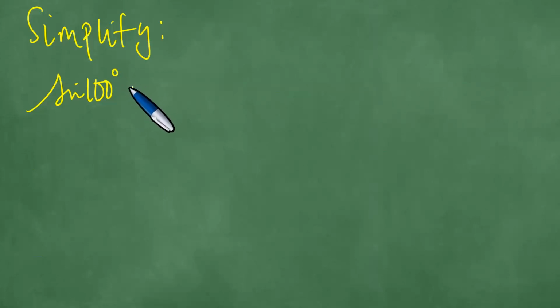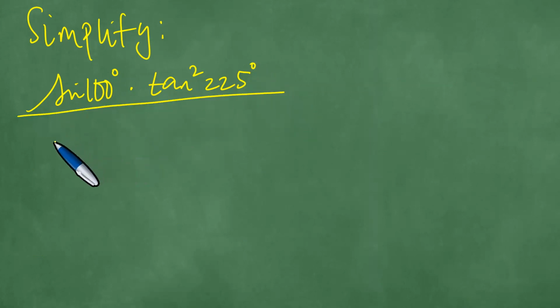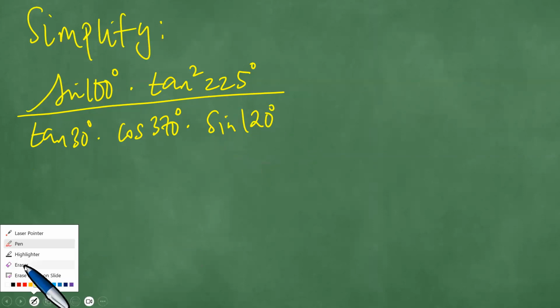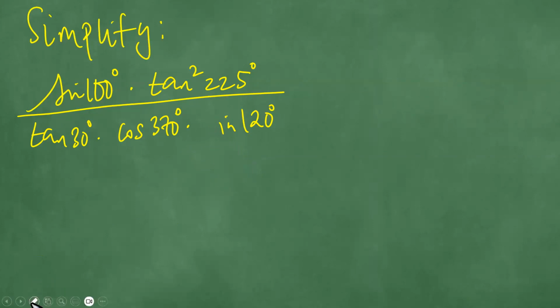(100°). Tan squared of 225. Tan 30. Cosine 370. The sine of 120.